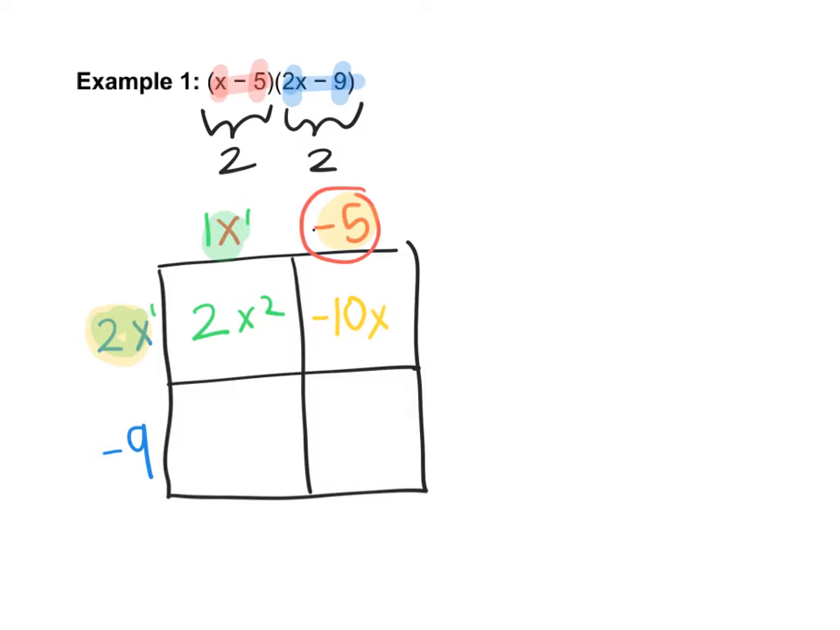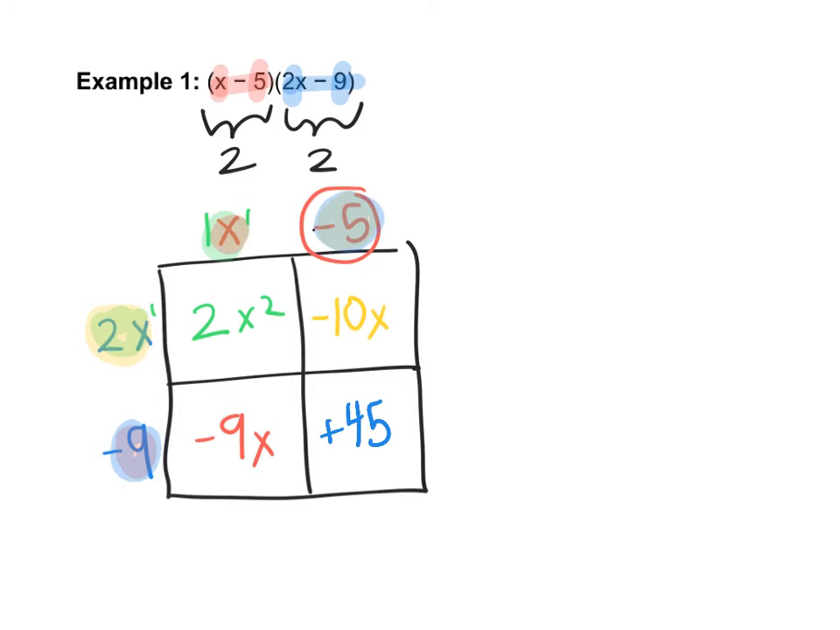For the second portion, let's highlight, I guess we'll do red. For negative 9, we're going to do negative 9 times x, and we'll get negative 9x. And then let's use blue. We're going to do negative 9 times negative 5, and that will give me a positive 45.